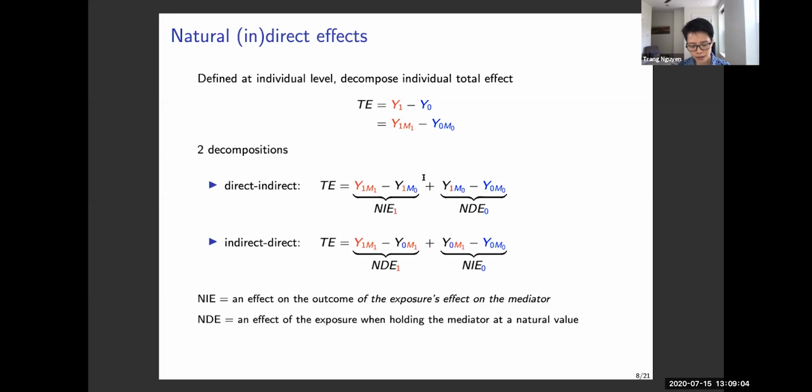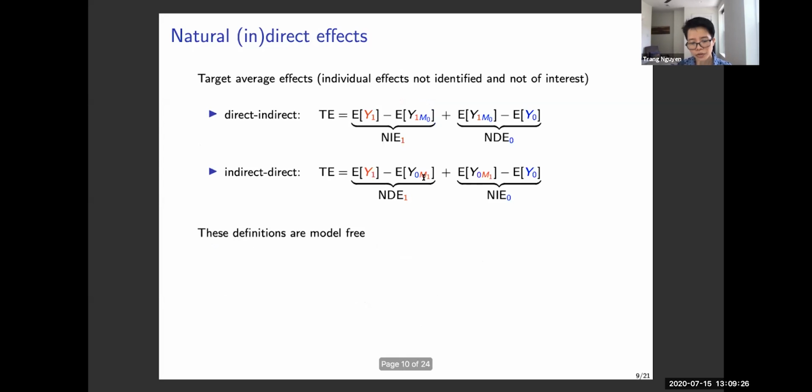And we can see here that each natural indirect effect, the 0 or the 1, is the effect on the outcome of the exposure's effect on the mediator due to the shift of the mediator value from M0 to M1. Generally, we target average effects, which are the averages of those individual effects. And there is a question here about which of these decompositions to use, and we refer you to our paper where we discuss this question.